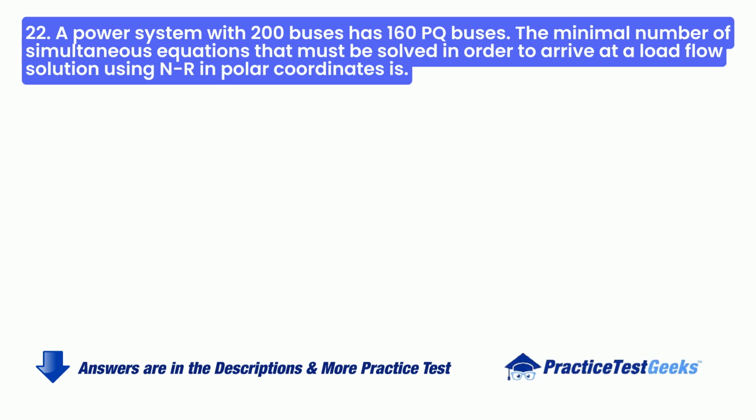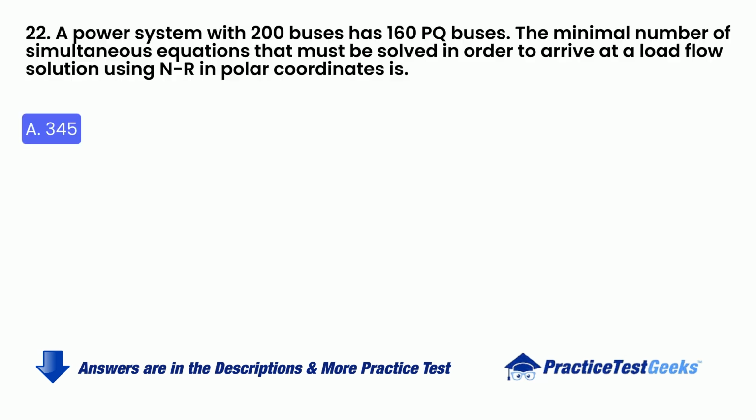A power system with 200 buses has 160 PQ buses. The minimal number of simultaneous equations that must be solved in order to arrive at a load flow solution using NR and polar coordinates is: A. 345. B. 359. C. 334. D. 357.